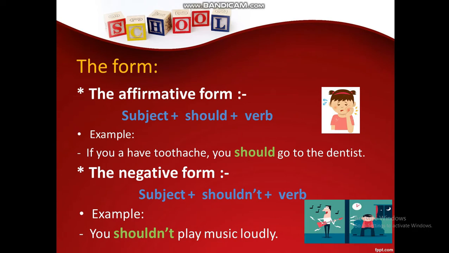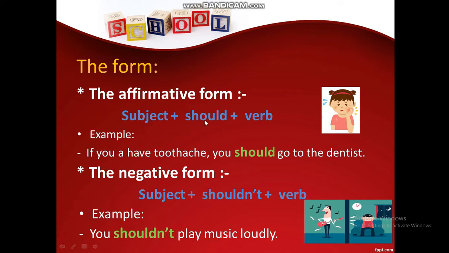The form of should or shouldn't. They are different in uses. Should is the affirmative form, which is yes, and shouldn't is the negative form, which is no. So when you tell someone an affirmative advice, which is yes, you will use should. You should do so and so. And when you're using a negative form, or something that is no, you will use shouldn't.